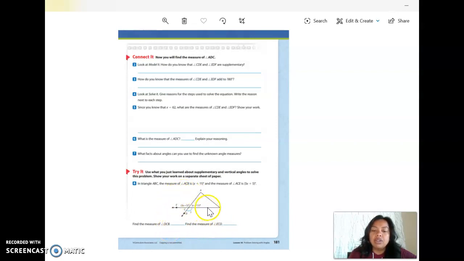Okay, so just a reminder though, this is a straight line. So because it is a straight line, it's going to equal 180 degrees. So it's supplementary to one another. Okay. Go ahead and try those problems on your own, as well as your practice problem for day 2. Do the best you can.